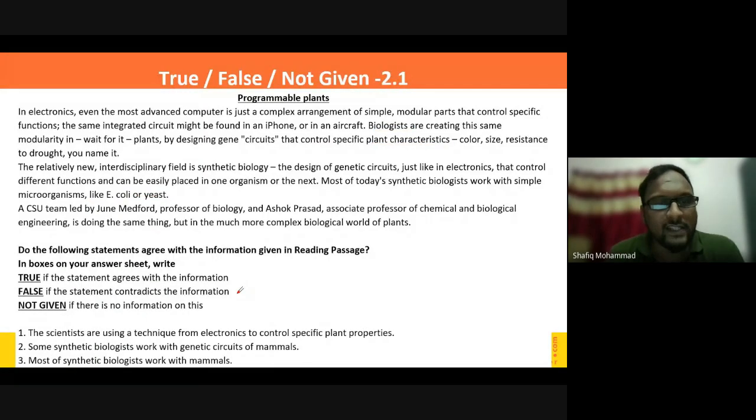Then third, most of the synthetic biologists work with mammals. So most of the synthetic biologists, are they also working with mammals? Unfortunately, the third one is also not given, because the word mammal itself is not here in the passage. So both second and third should be not given. Usually, people think the third one should be false, because they feel that some may have worked for mammals. We don't know that information.